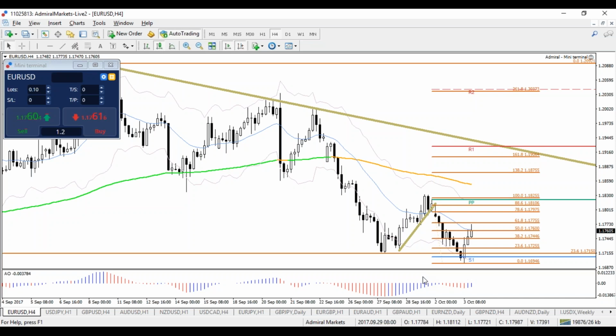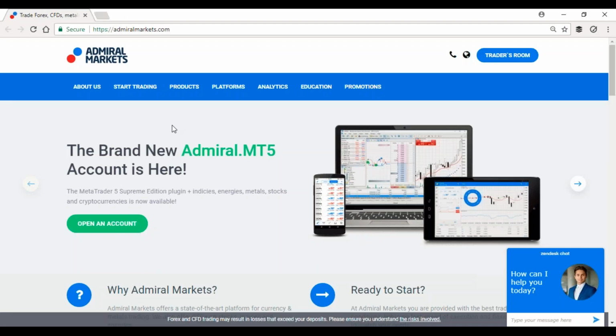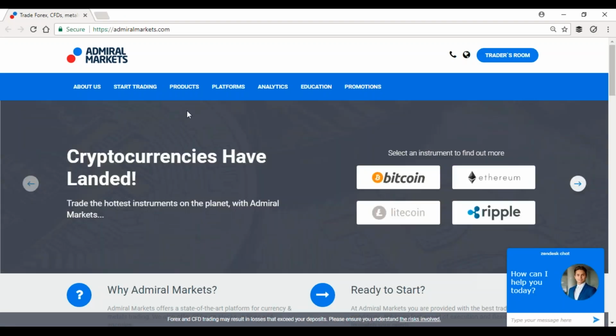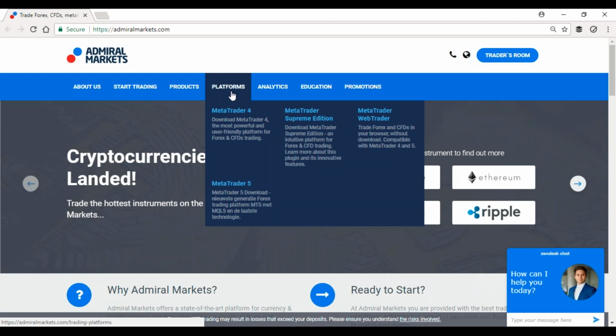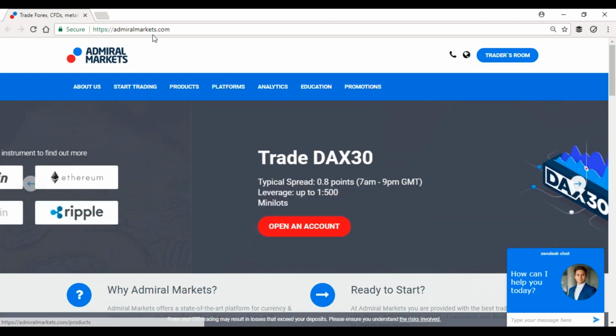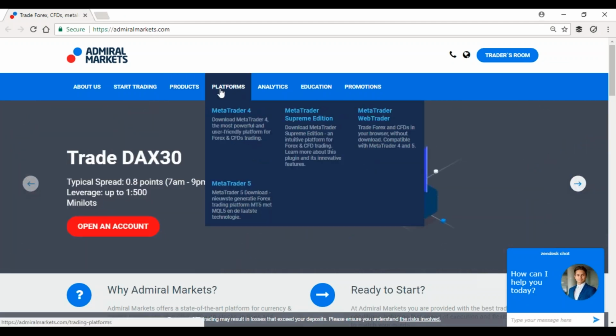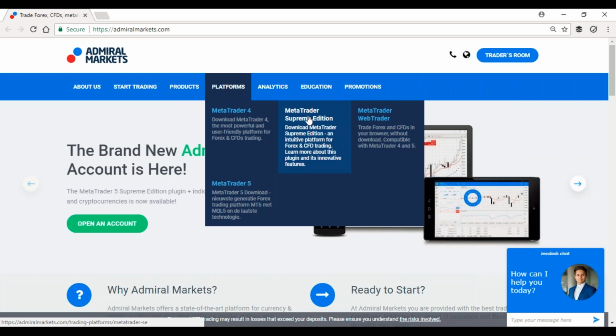Alice asking, is the pivot point indicator a proprietary tool? Well, the pivot point indicator is actually part of MetaTrader 4 Supreme Edition and probably MetaTrader 5 Supreme Edition. You just have to go to admiralmarkets.com, go to platforms and click on MetaTrader Supreme Edition. And you can download it for free.